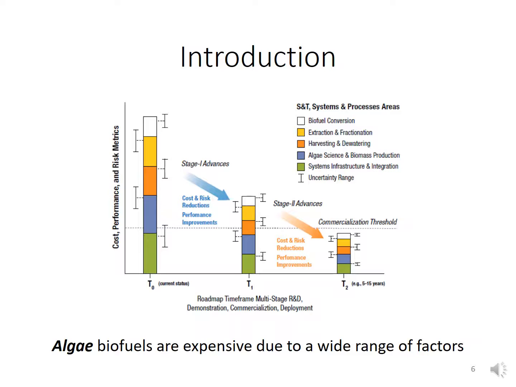However, the reason the Department of Energy and other international organizations have invested in developing algae since the 70s is because of that tremendous potential for producing biofuels on a small amount of land. And with the appropriate cost reductions and performance improvements, there is some hope that maybe someday algae could be economically competitive. In this presentation, we'll try to see what some of those factors are.